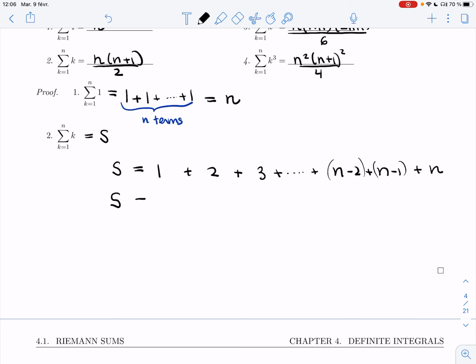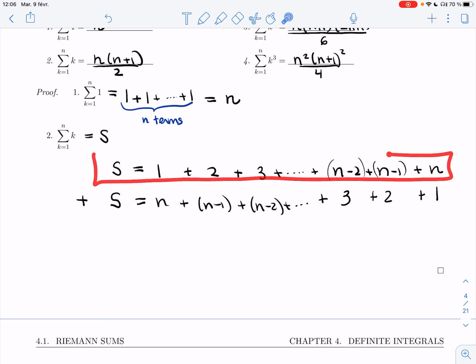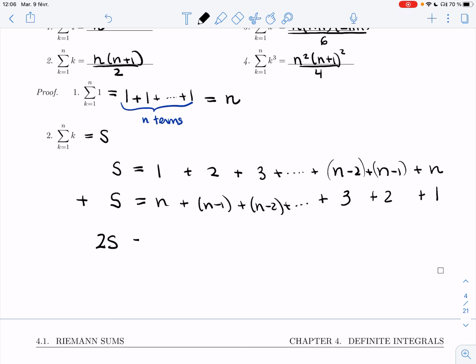But what I'll do now is I'll flip it. I'm going to start here: 1, 2, 3. If I add them in the opposite order, I'm still going to get s. And now I'm going to add the two, this and this. So on the left, I will get s plus s, which is 2s.